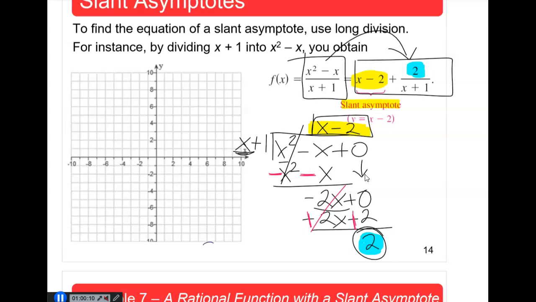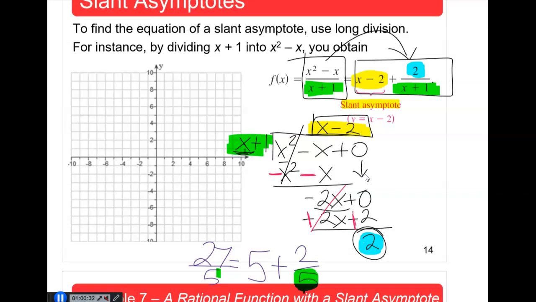and then just like a mixed fraction, like if we had 27 divided by 5, it will be 5 plus 2/5. So similar to that, we still include the denominator of that function, or the divisor, just like the 5 will be there if we change that improper fraction to a mixed fraction. So there you have it, x minus 2.